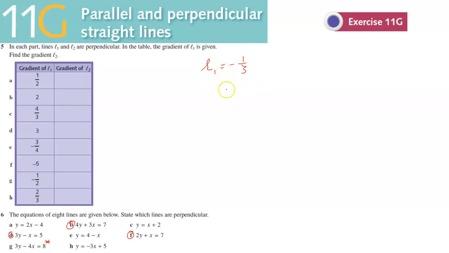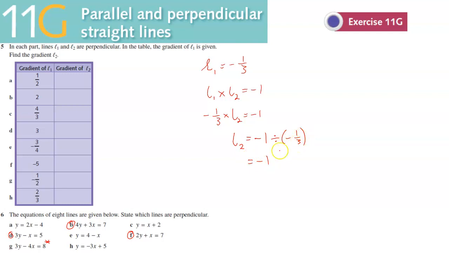then I know that the gradient of L1 times the gradient of L2 is equal to -1. So that's -1/3 times L2 equals -1. I divide both sides. Well, you can probably work out what that is. Can you work out what you multiply -1/3 by to get to -1? It's 3, isn't it? If you want to show each of the steps in your working, we divide both sides by negative 1/3. That's negative 1 divided by negative 1/3.